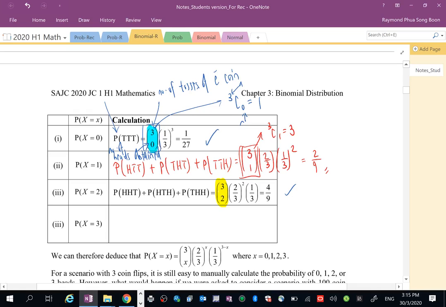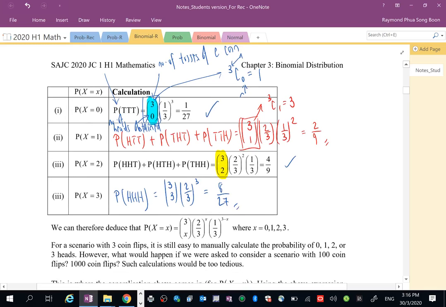Okay, part 4. What's the probability of obtaining all heads? It means a total of 3 heads. So it's probability head, head, head. From a total of 3 tosses of a coin, I want to obtain 3 heads. So it's 3 choose 3. The probability of obtaining a head is 2/3. So 3 heads will be 2/3 times 2/3 times 2/3, or 2/3 to the power of 3. Press your GC, and you will get the answer 8/27.